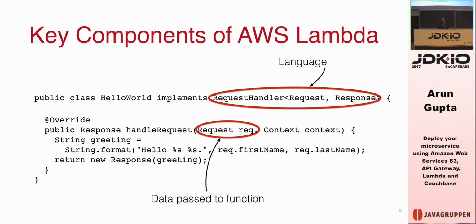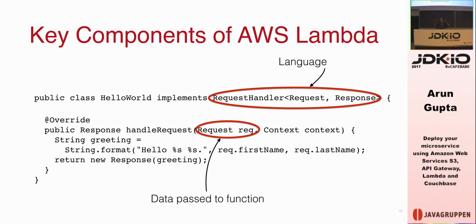And in this case, if you look at it, in the line I'm saying string.format, rec.firstname, and rec.lastname, essentially the JSON parameters that I'm passing to my function are automatically available to me, bound to my POJO class, which is the request class here. And request is my POJO, essentially. I define what request looks like.